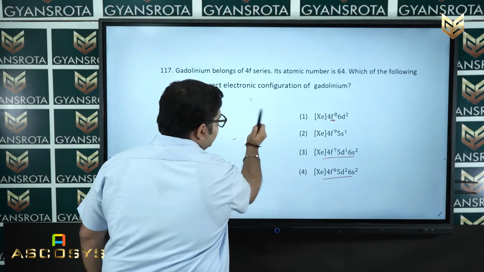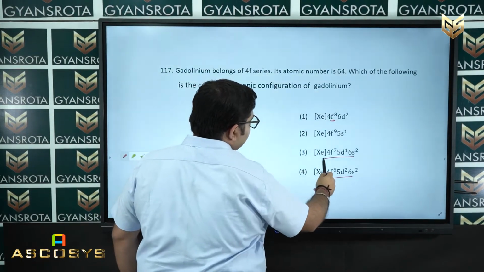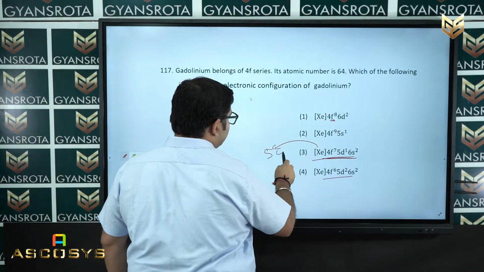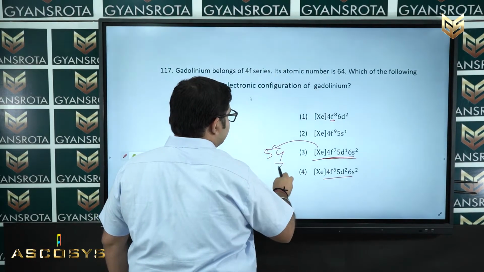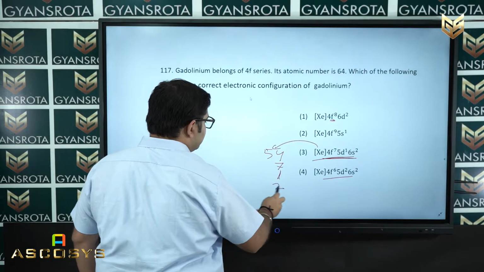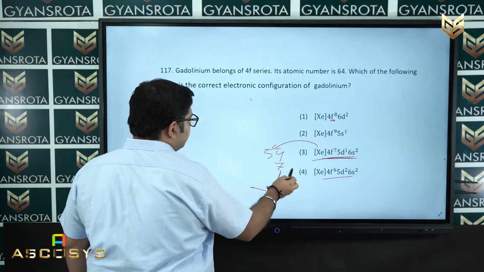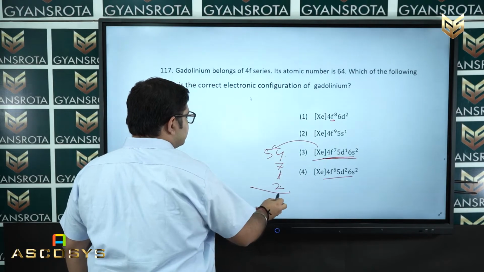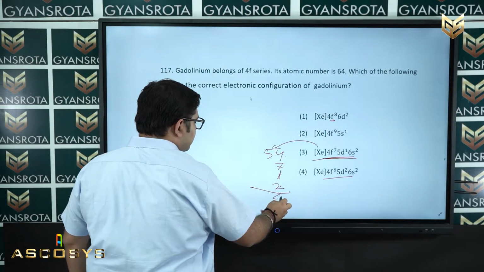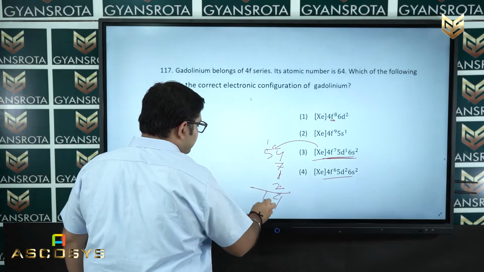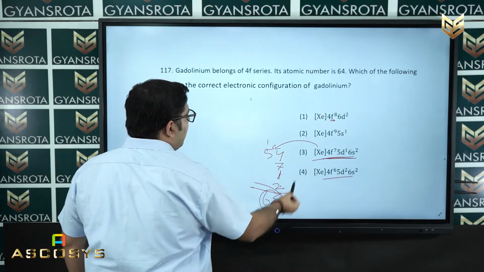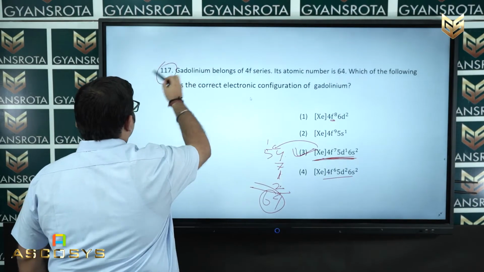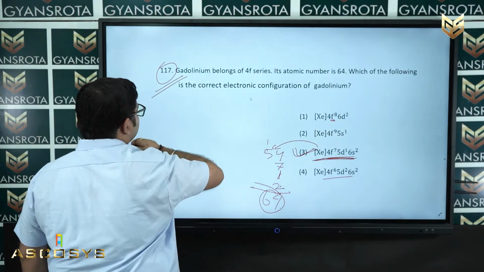option number 3, if you see here xenon is 54 and 7 plus 1 plus 2, that is 7 plus 1 is 8, 9, 10, 10 plus 4 is equal to 14, and 54 plus 10 is 64. So, option number 3 is the correct configuration for question number 117.